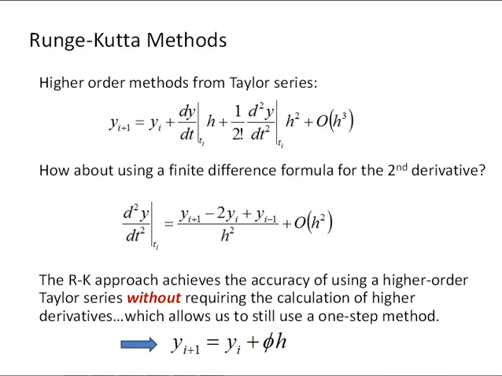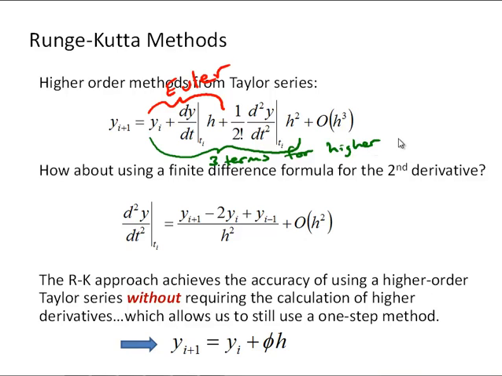So let's talk about developing higher order methods from the Taylor series. If you recall, Euler's method was basically developed taking the first two terms of the Taylor series. That's how we got Euler. So the most natural idea to take a higher order method would be to take the first three terms. This presents a problem though, because now we need to figure out how to deal with the second derivative term.